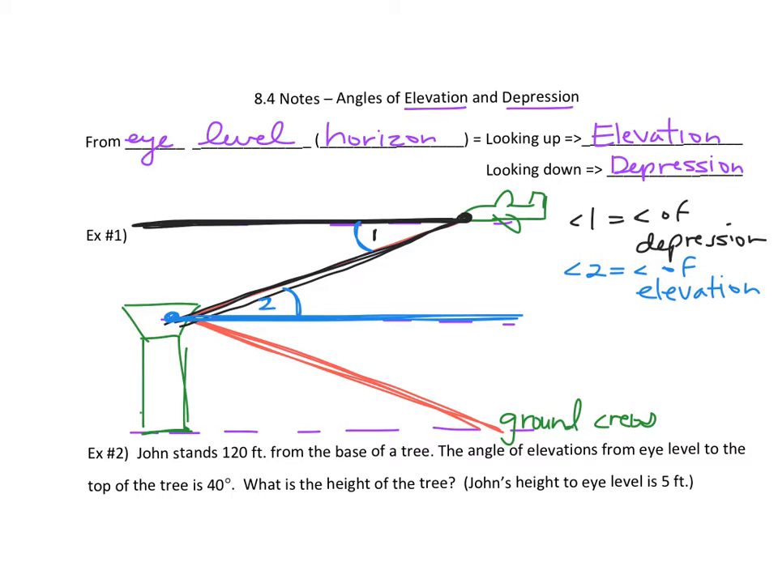So now look from ground crew to air traffic control. You have an angle 3 here and an angle 4 here. Which one of those is an angle of elevation? The ground crew looking up, right? The ground crew's line of sight is here. They look up, so angle 4 is an angle of elevation. What is angle 3?